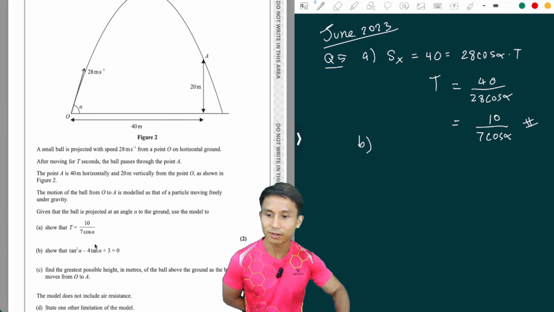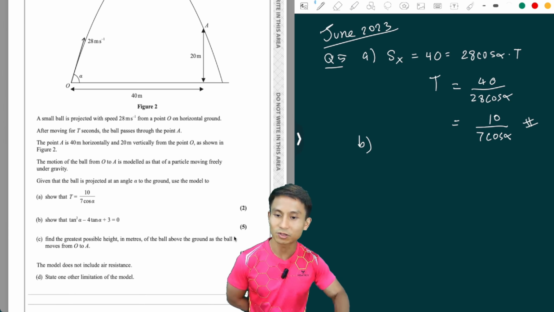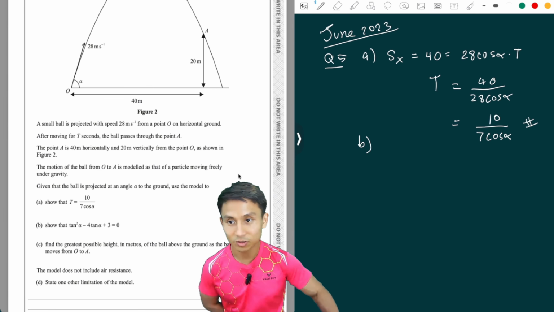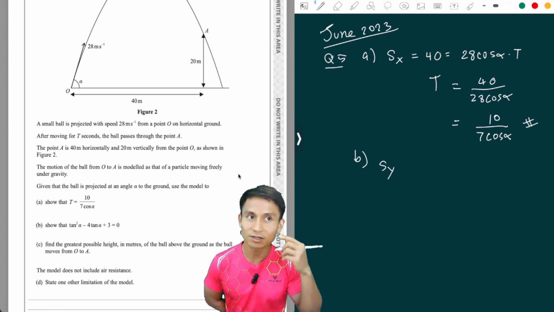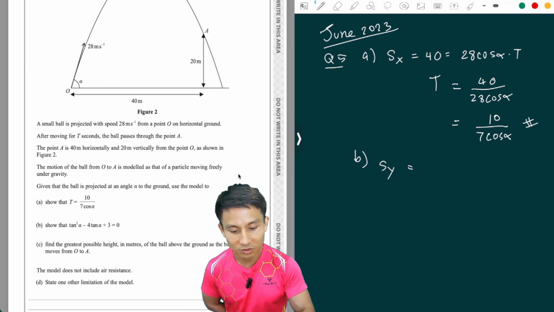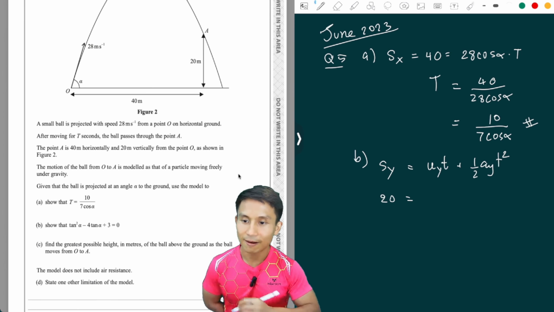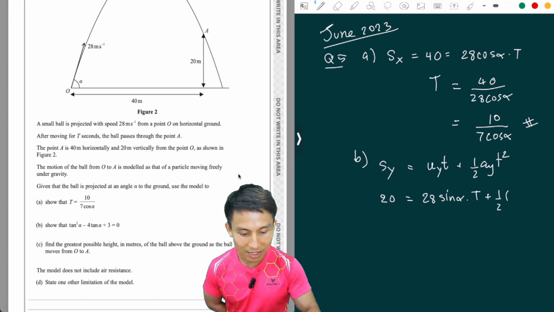Okay, so part B. Show that tan squared alpha minus 4 tan alpha plus 3 equals 0. Now this will involve the vertical motion as well. So for Sy, usually we use the suvat equation, S equals ut plus half at squared. So Sy equals uy t plus half ay t squared. So Sy is 20 positive. Uy is just 28 sine alpha times t, which is the capital T as well, plus half a, which is minus 9.8, t squared.